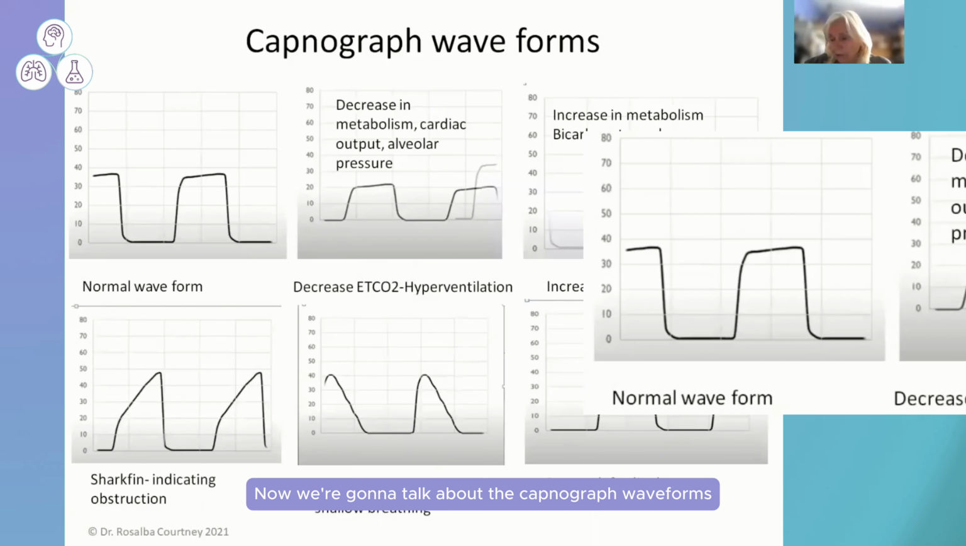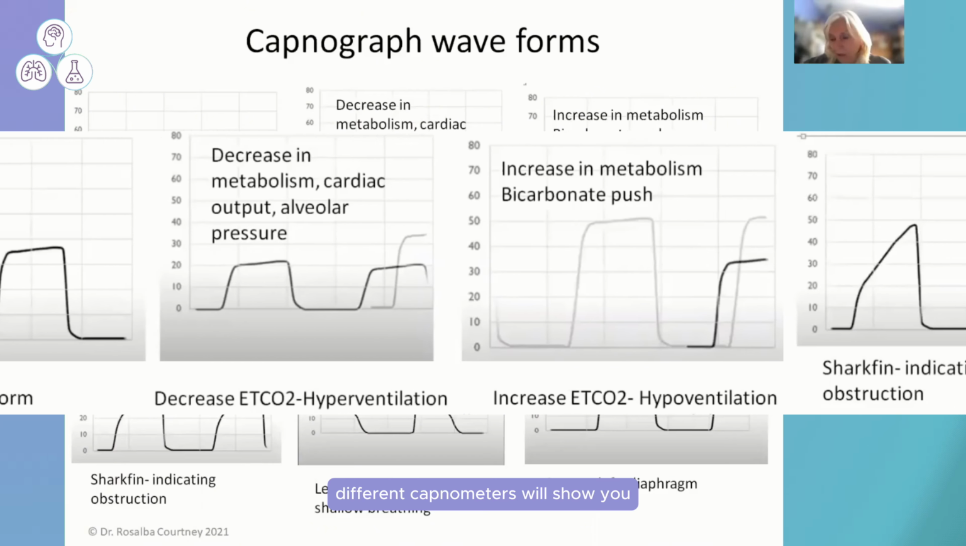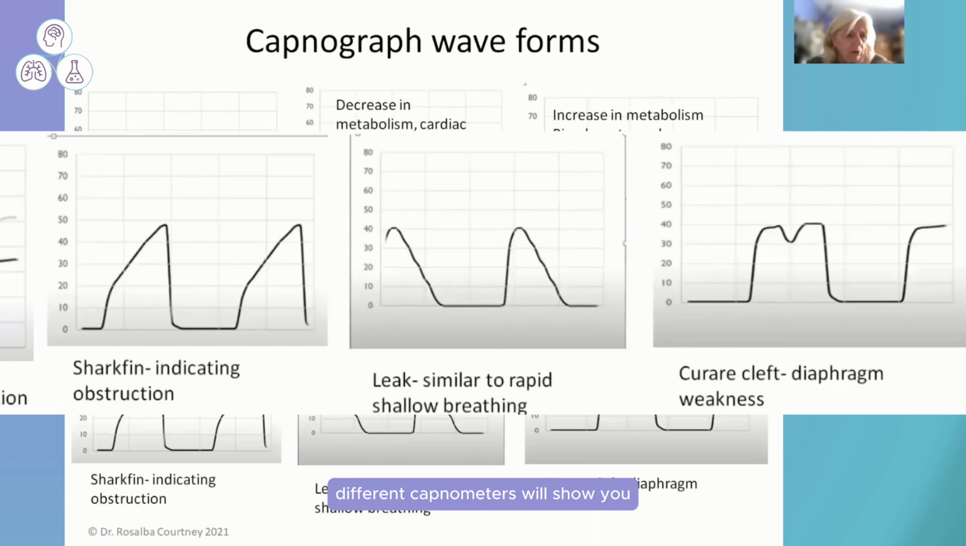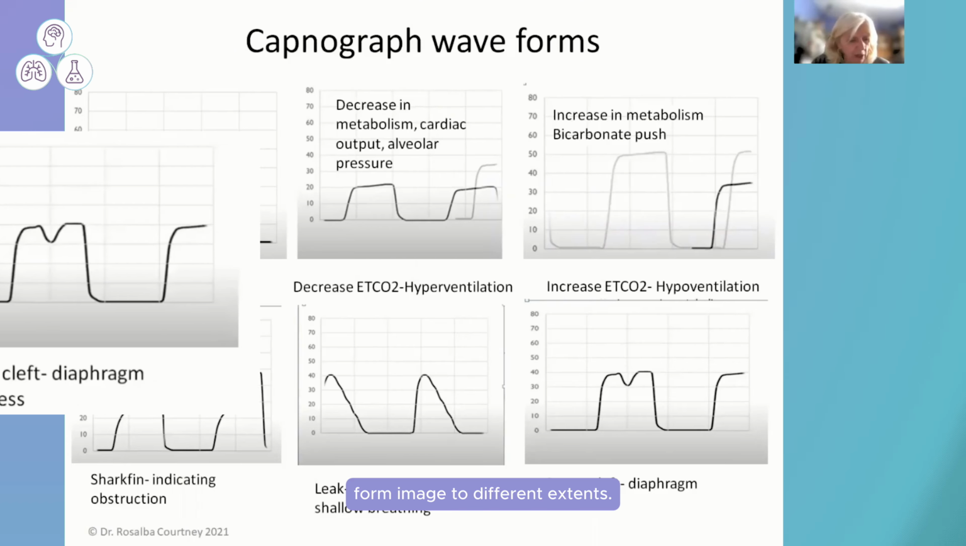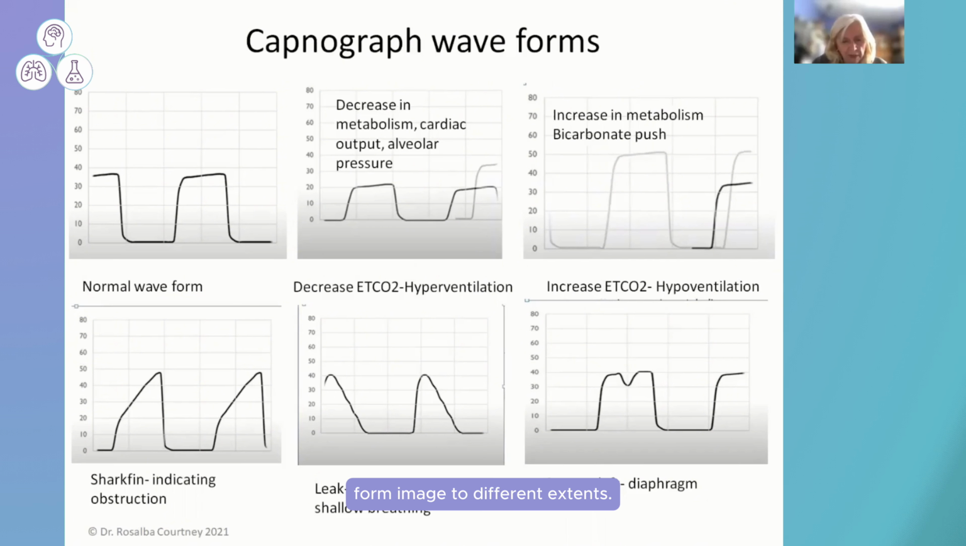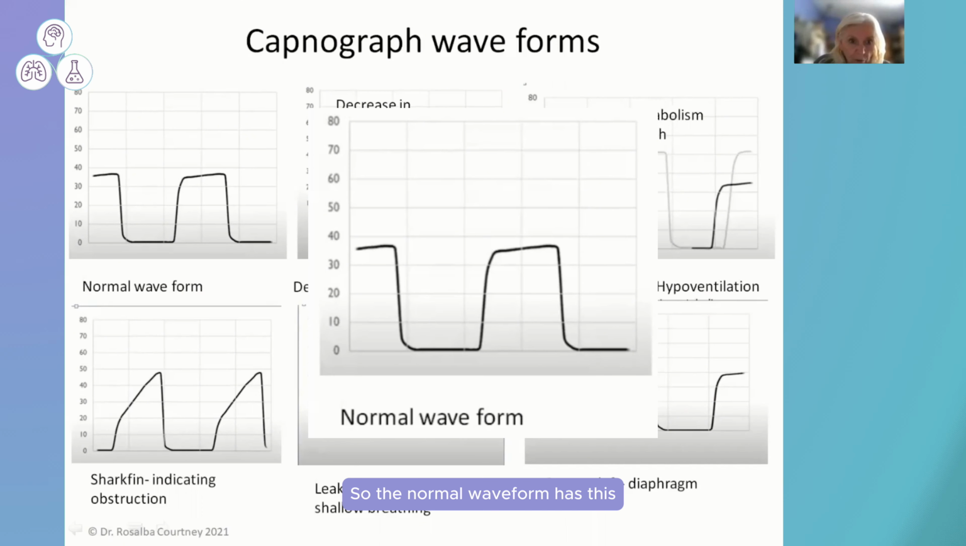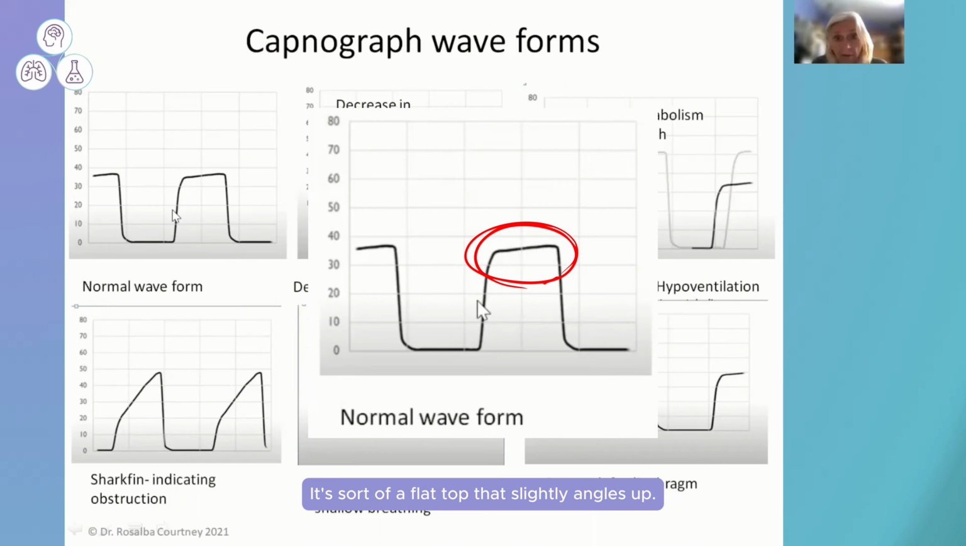Now we're going to talk about the capnograph waveforms. Different capnometers will show you the capnograph form image to different extents, but it is a good idea to be able to see the waveform. I'm going to show you a video in a moment that explains them quite well. These are just some screenshots from that video. So the normal waveform has this, it's sometimes called the Rock of Gibraltar. It's sort of a flat top that slightly angles up.